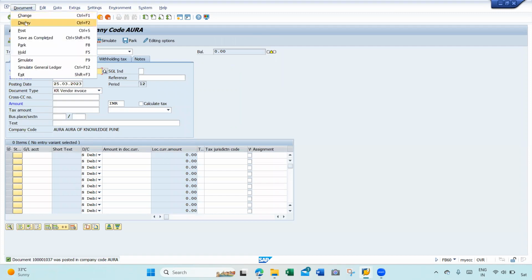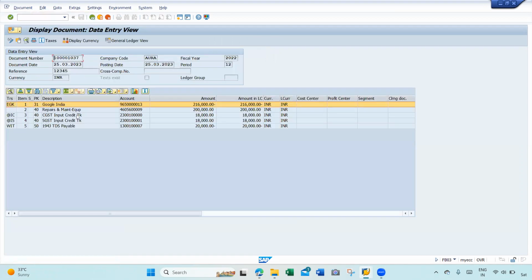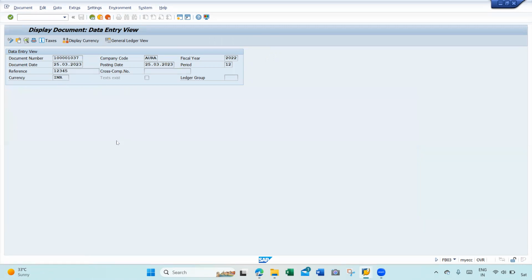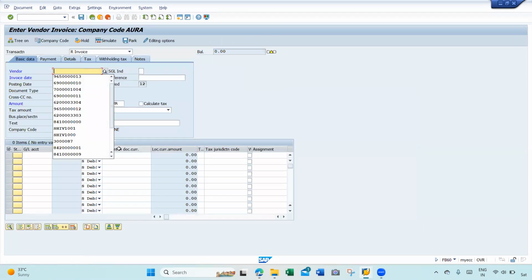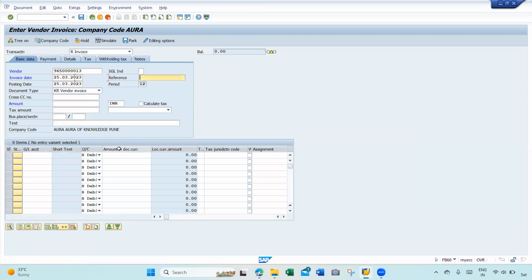Now let us display the entry. Fine, you see CGST input credit taken, 18,000. The same thing, whatever we had. Same.